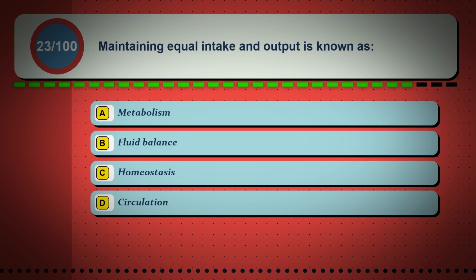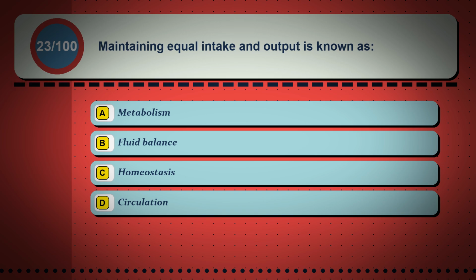Question 23. Maintaining equal intake and output is known as option A, metabolism. Option B, fluid balance. Option C, homeostasis. Option D, circulation.